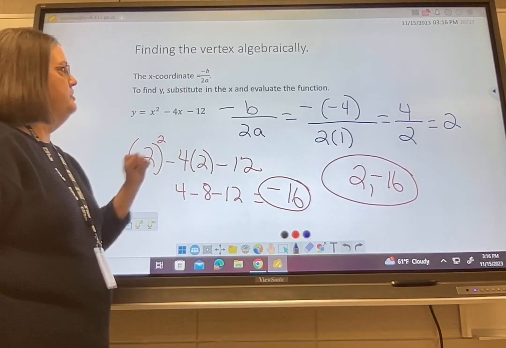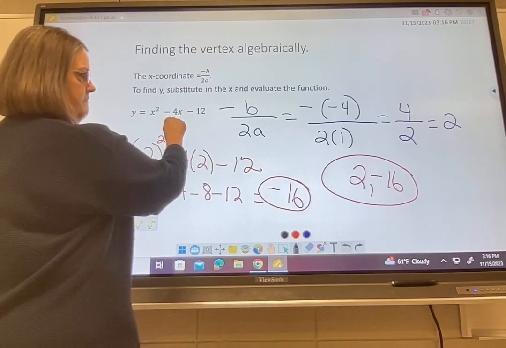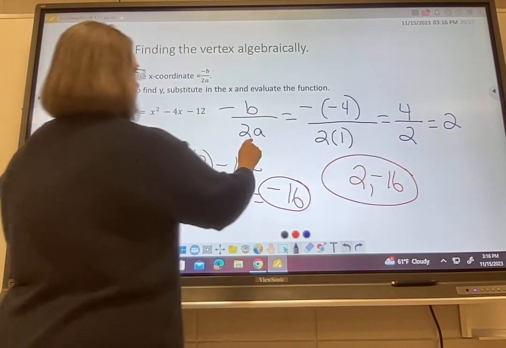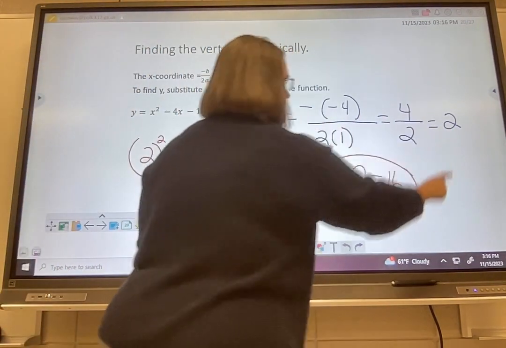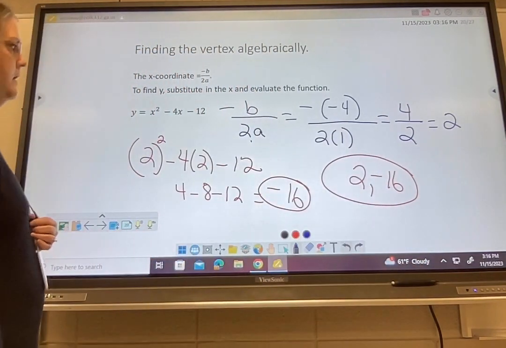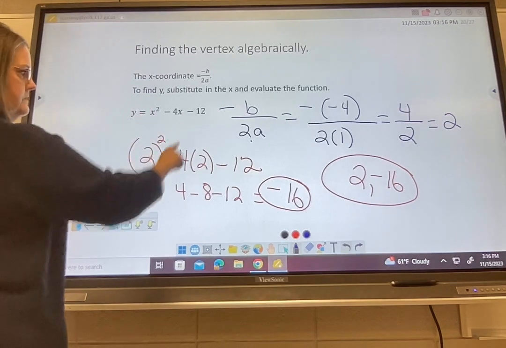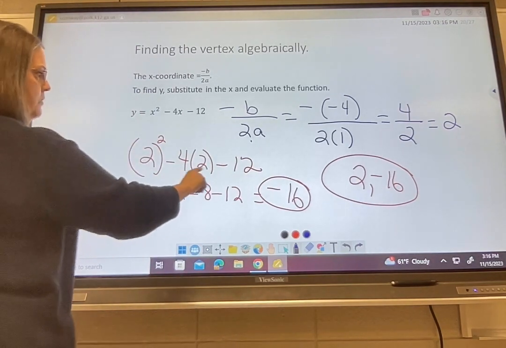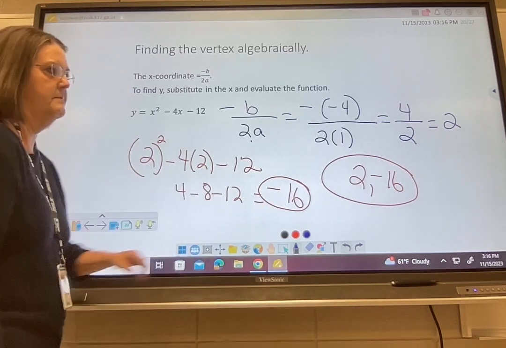All right, but if I do negative b over 2a, my b term is negative 4. So negative 4 is positive 4, and 2 times my a term. So 2 times 1 is 2, and that gives me 2. So that's my x value. Then to find the y value, you plug it in. You just substitute in. So 2 squared is 4. 4 times 2 is negative 8, negative 12. That gives me negative 16, and that's my vertex.